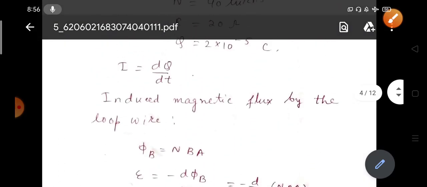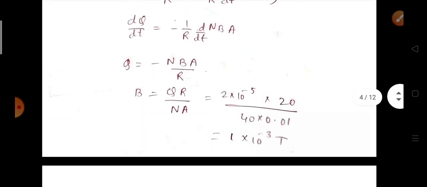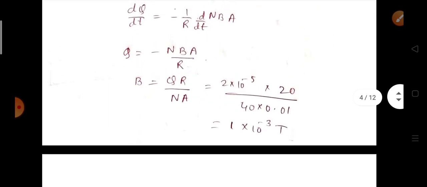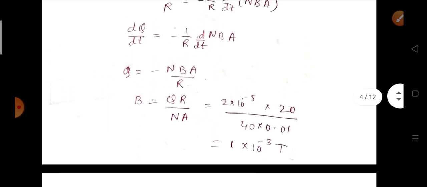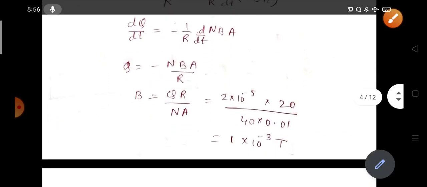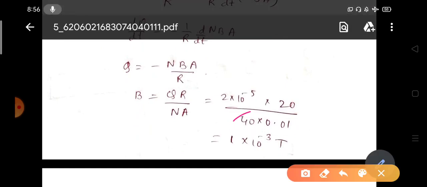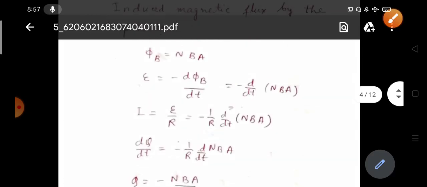Now you have to find the magnitude of the magnetic field, so we don't have to take the negative sign. So B equals qR divided by nA, where q is given as 2 into 10 to the power minus 5 coulomb, R is 20, n is 40 and A is 0.01, which gives the result as 1 into 10 to the power minus 3 Tesla.